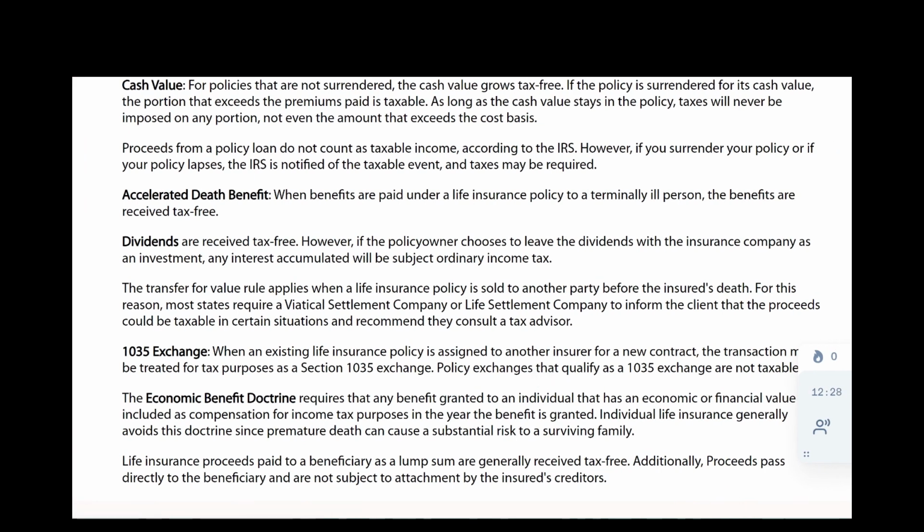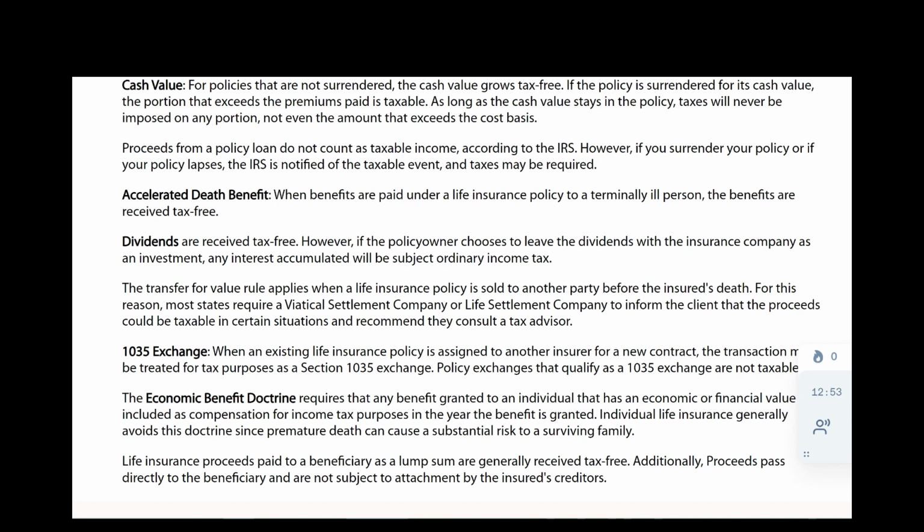Dividends are received tax-free. However, if the policy owner chooses to leave the dividends with the insurance company as an investment, any interest accumulated will be subject to ordinary income tax. The transfer for value rule applies when a life insurance policy is sold to another party before the insured's death. For this reason, most states require a viatical settlement company or life settlement company to inform the client that the proceeds could be taxable in certain situations and recommend they consult a tax advisor.